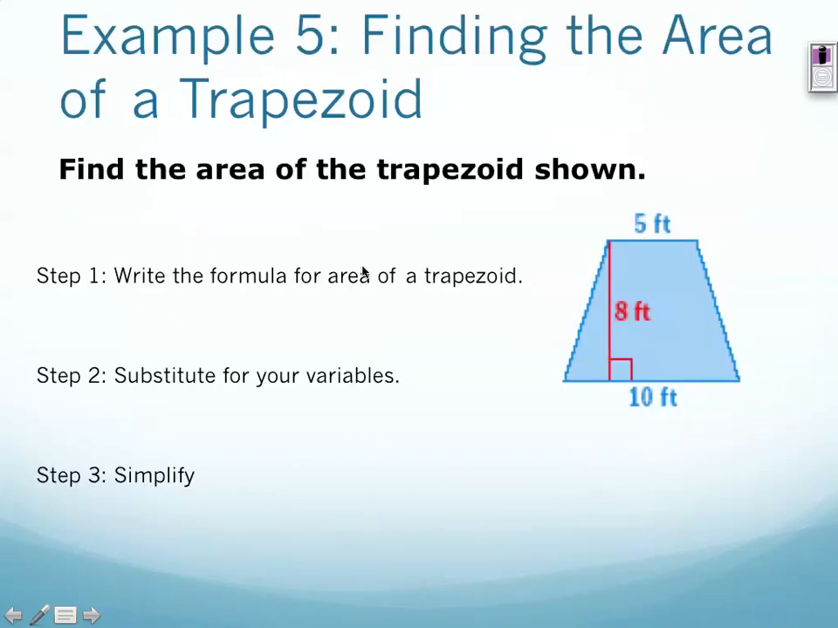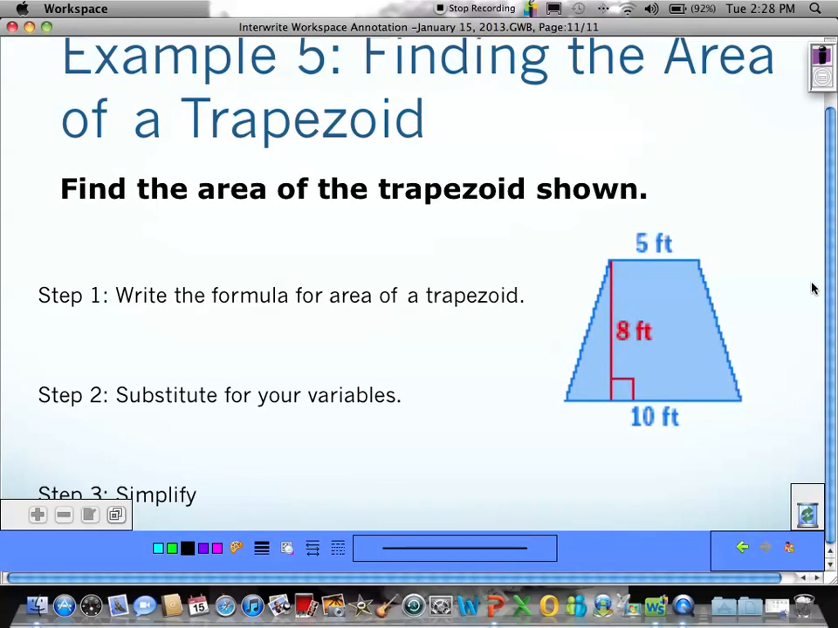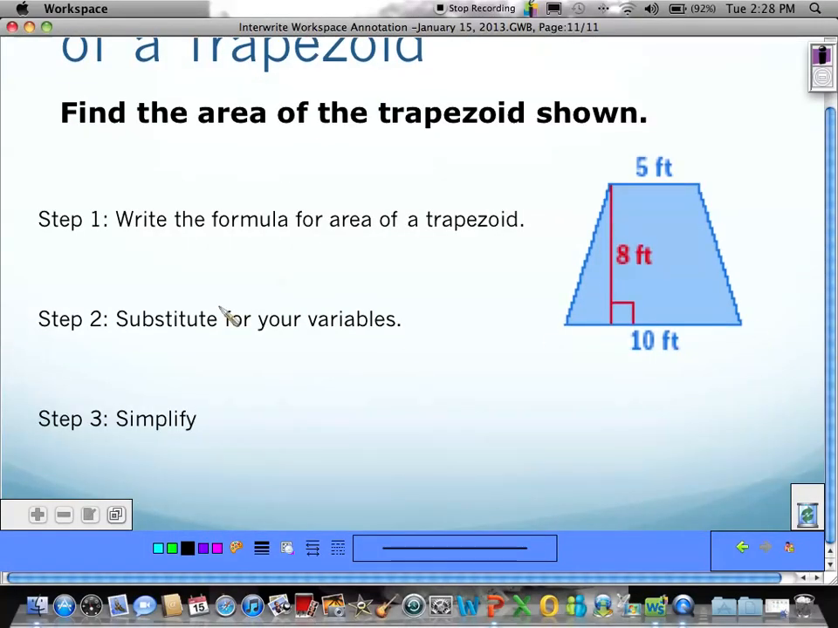All right, so example number 5, we're going to find the area of a trapezoid. The very first thing we're going to want to do is, you guessed it, write our formula down first. So area equals 1/2, and again you can use 0.5 here, times base 1 plus base 2 times the height.